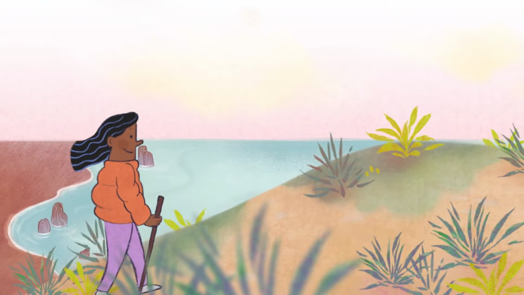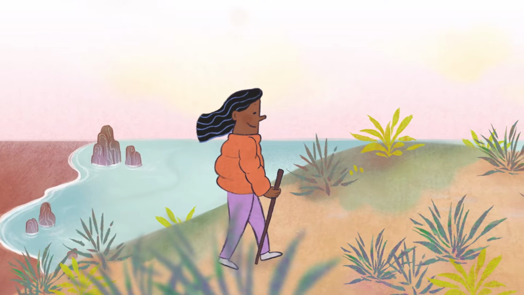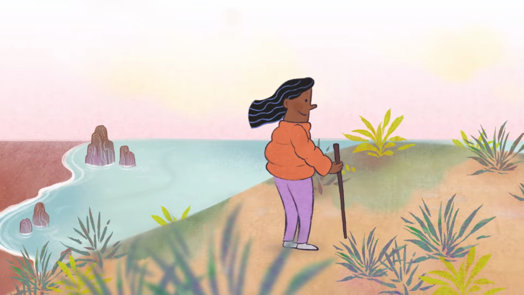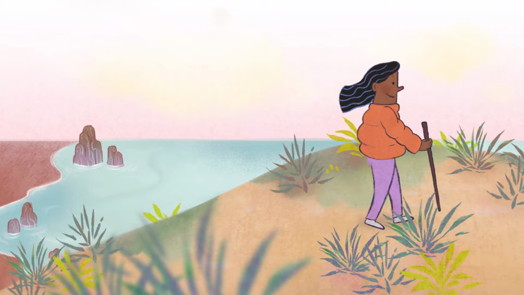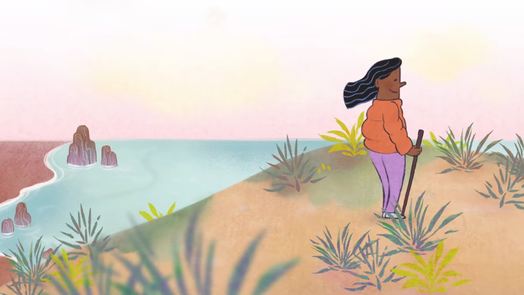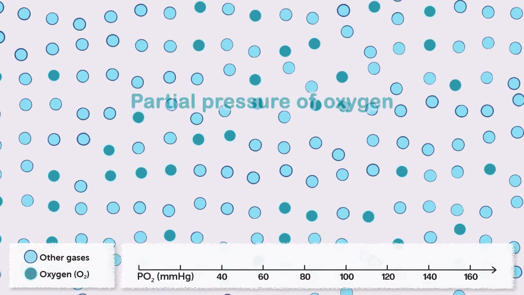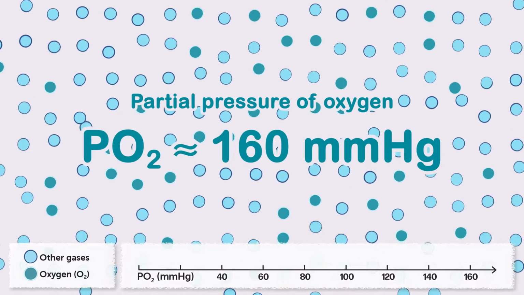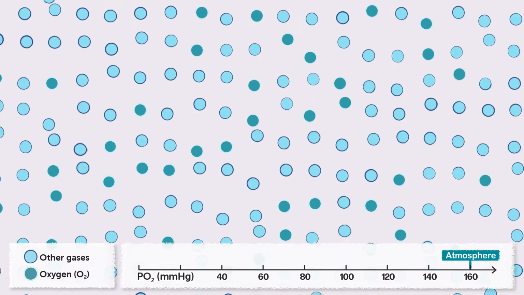Most of us breathe tens of thousands of times each day. Our bodies need oxygen from the air to fuel aerobic cellular respiration. Oxygen's journey from the air to our cells begins in the atmosphere. At sea level, the partial pressure of oxygen, called PO2, is around 160 millimeters of mercury.